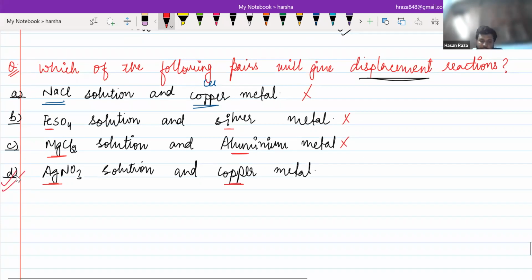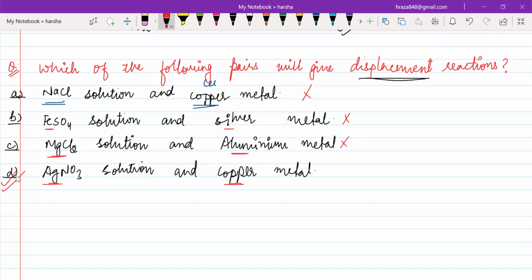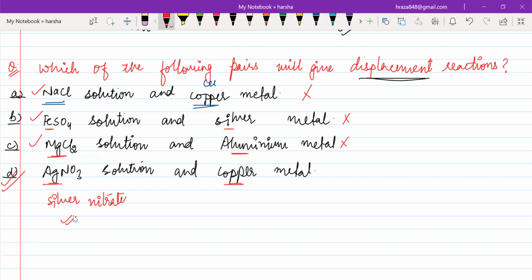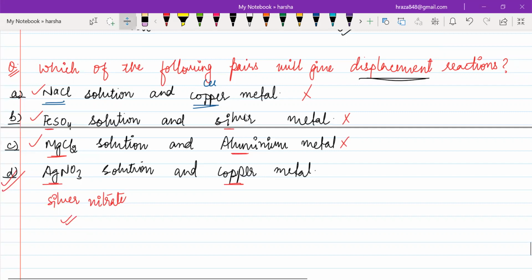Arshia, any doubt? No, sir. Sir, how would we say AgNO3? It's silver nitrate. Silver nitrate, not nitrogen. Sodium chloride, ferrous sulfate, magnesium chloride, silver nitrate. Any other doubt? No. Okay. Everyone done with this? Yes. Okay.